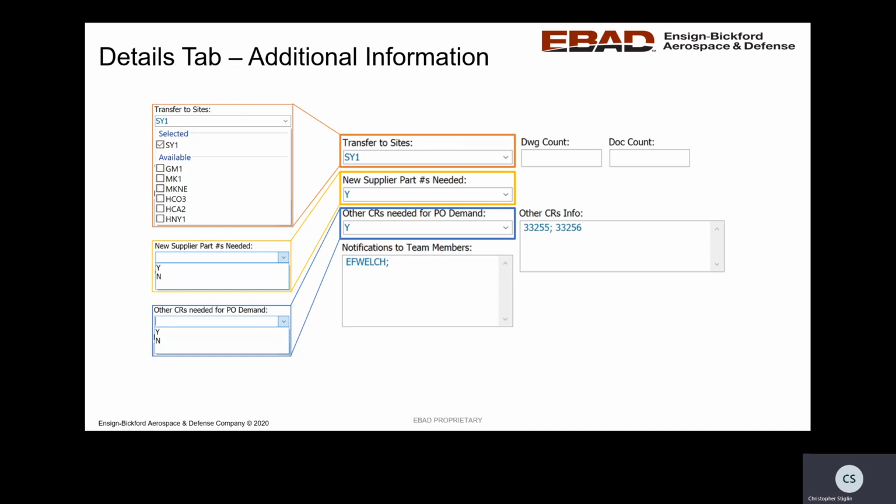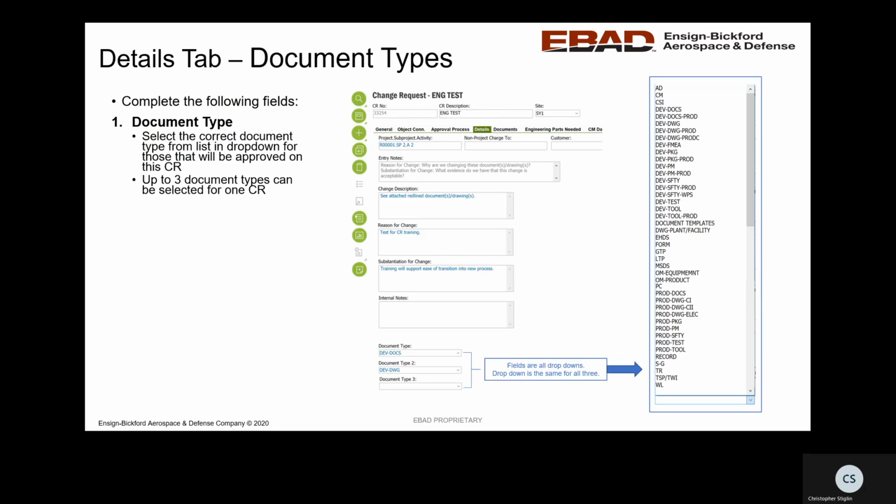Again, here's another visualization of the fields that you'll need to fill out. Document types: select the correct document type from the list in the dropdown for those that will be approved on the CR. Up to 3 different document types can be selected for one CR.